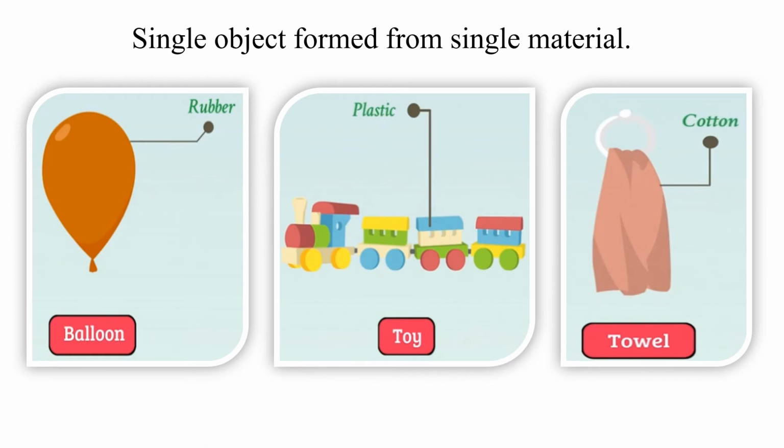And all these objects are formed from different materials. While classifying them, we have to consider a few things. These are: a single object can be formed of a single material. For example, a balloon is made of rubber. A toy is made of plastic. A towel is made of cotton.